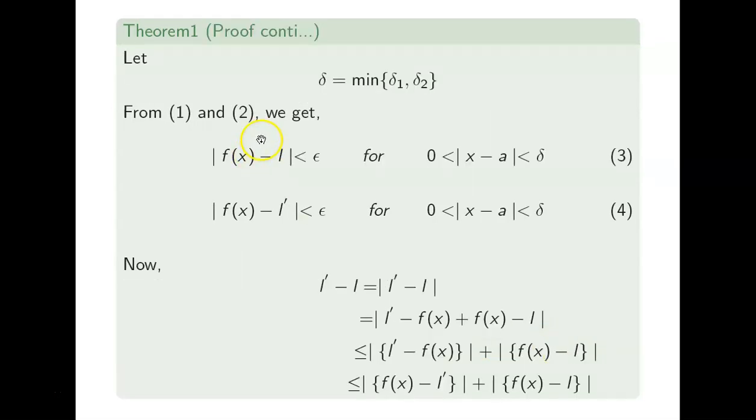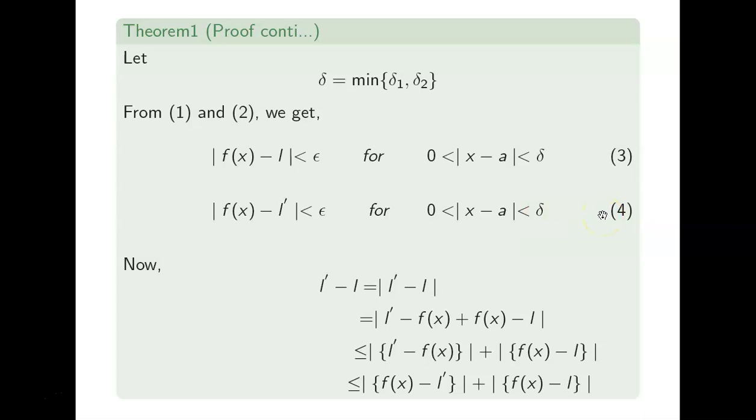Now, writing 1 and 2 for delta, we obtain that |f(x) - L| is less than epsilon for 0 < |x - a| < delta, and |f(x) - L'| is less than epsilon for 0 < |x - a| < delta. Denote this by 3 and this by 4.